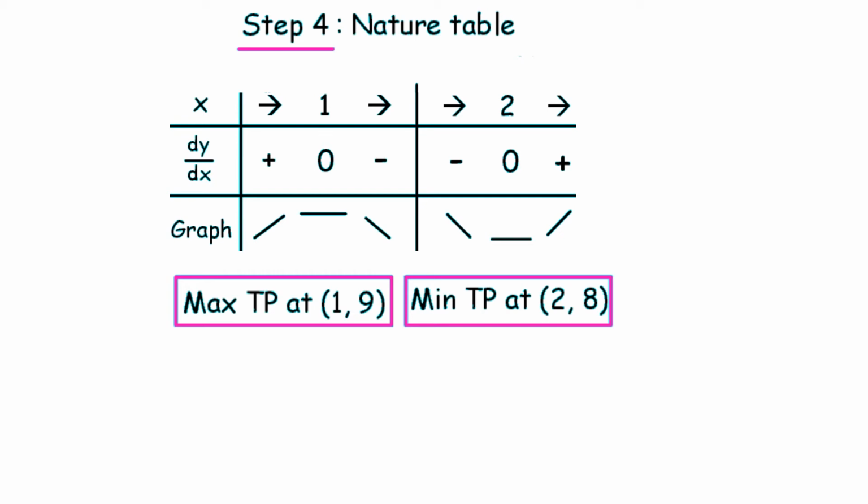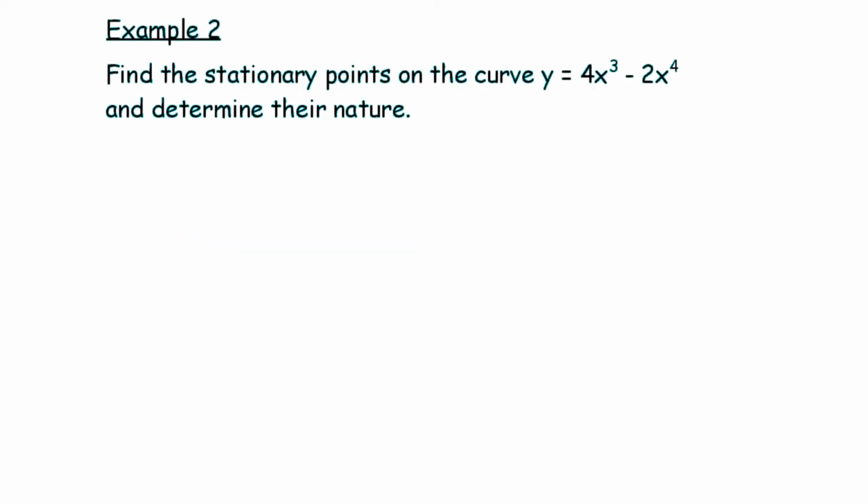Let's have a look at another example then. Example 2. Find the stationary points on the curve y equals 4x cubed minus 2x to the power of 4 and determine their nature. So to begin, again, we will take our y equals 4x cubed minus 2x to the power of 4 and we will differentiate, and it will become 12x squared minus 8x cubed.